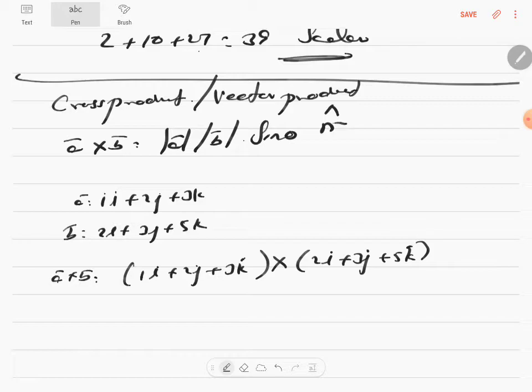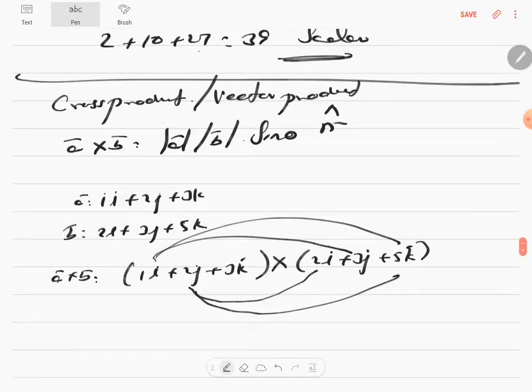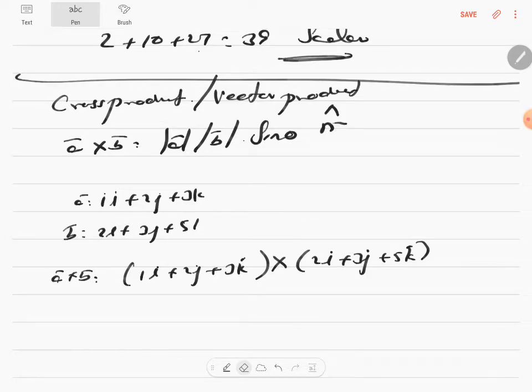You can never cross an i and i. Even if you cross, it will come 0. And we only cross an i and a j, i and a k, j and an i, j and a k, k and an i, k and a j. You can't cross an i and i, you can only dot an i and i, j and j, k and k. Crossing, you can only cross perpendicular vectors.